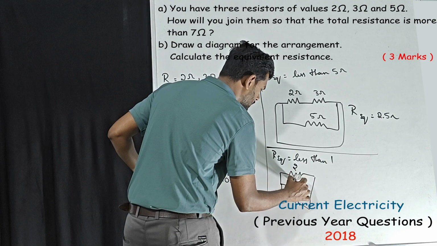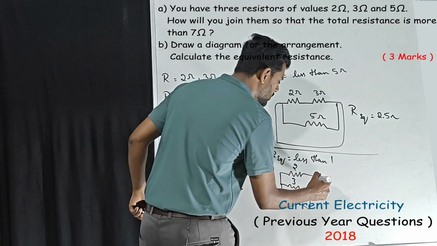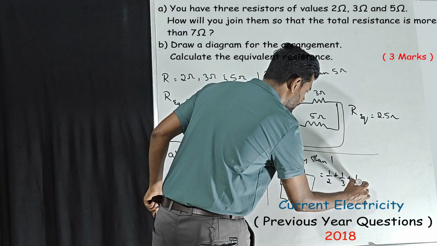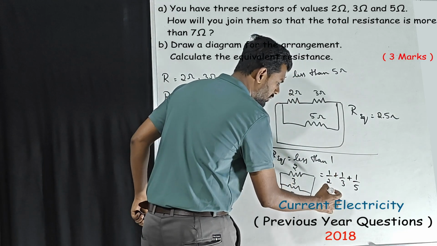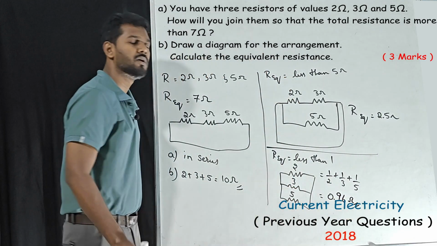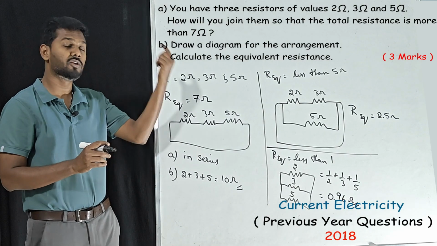Okay, 2 ohm, 3 ohm, 5 ohm. So if you go for it, 1 by 2 plus 1 by 3 plus 1 by 5, finally you take the reciprocal, and the answer will be 0.96 ohm. That's it. Like this you need to think.